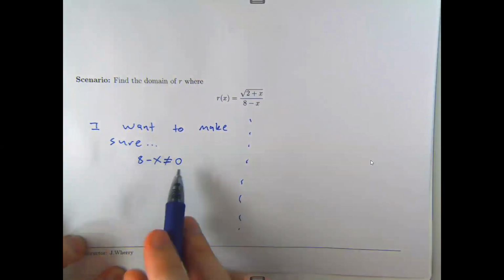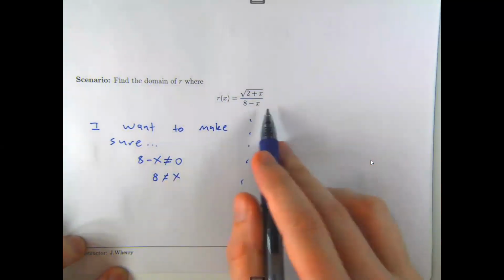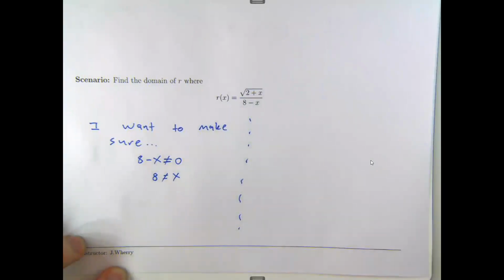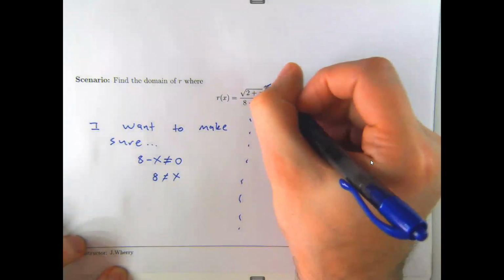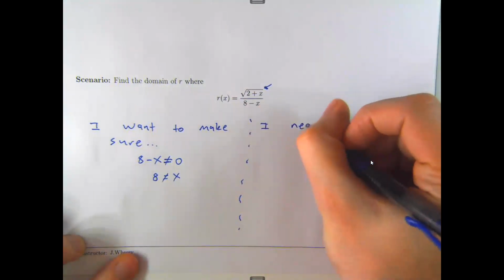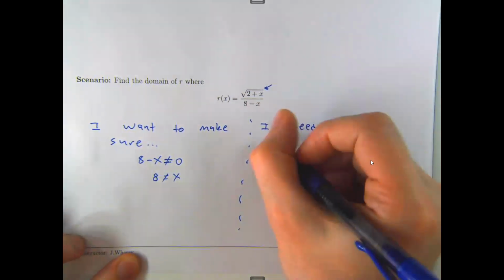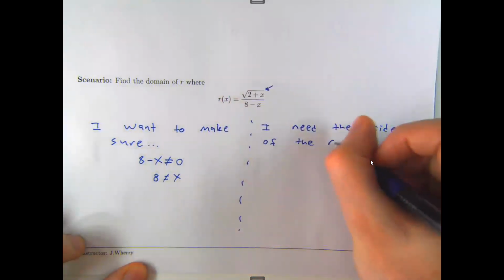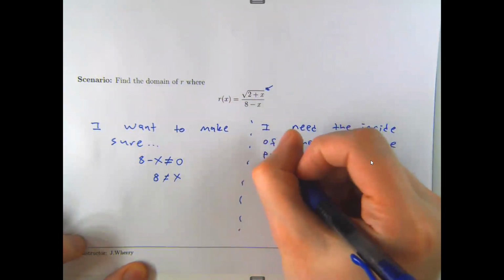So solving, I can add x to the other side. I can't plug 8 in for x. Otherwise, I have 8 minus 8, and I'm dividing by 0. That's a bad thing. This has a second component to it that I need to be a little bit careful with. I've got the square root, and I need the inside of the radical of the root to be positive.